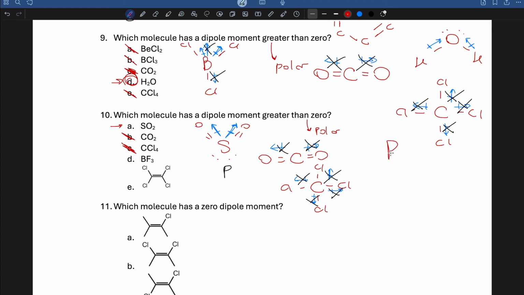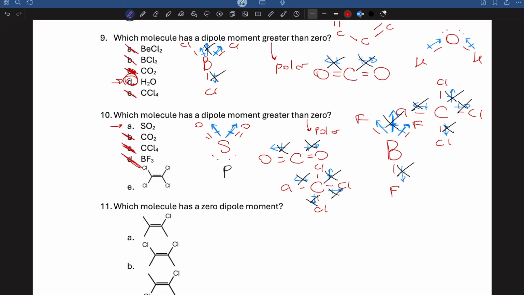BF3, we did a similar one in the previous problem. Boron forms 3 bonds and does not have any lone pairs. Fluorine is more electronegative than boron. And so notice that these 2 vectors kind of combine into one big one, right in the middle of them. And then that vector that we combined is directly opposite from the vector going down. And so BF3 will still be nonpolar.